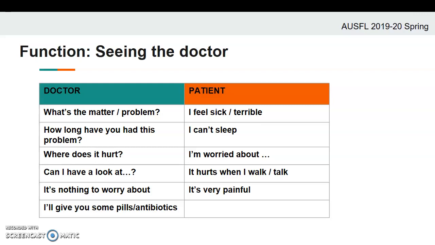Can I have a look at it? It's nothing to worry about. It's not so serious. Okay. And I'll give you some pills, some antibiotics, some painkillers maybe. And patients can say, I feel sick or I feel terrible if you're not okay. I can't sleep. I'm worried about it. It hurts when I walk or talk. And it's very painful.